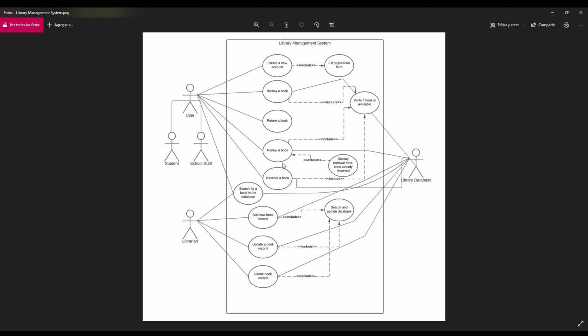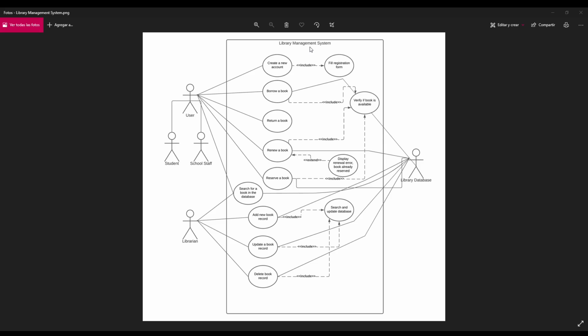Here we have the example of a library management system. This system is developed in the Unified Modeling Language, that is a general purpose developmental language that is very used in software engineering, and it provides a standard way to visualize the design of a system. The system is represented in this rectangle with the name of the system at the top.